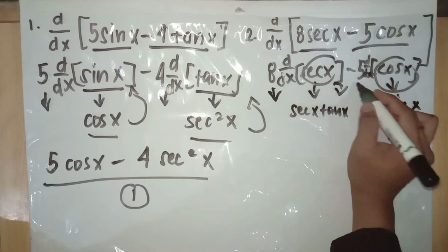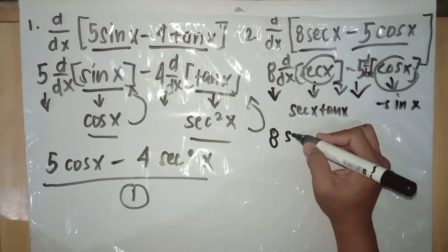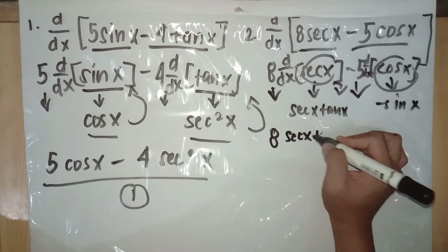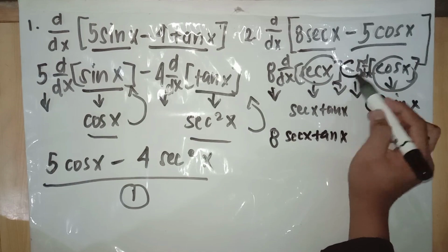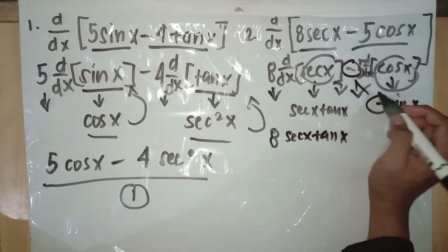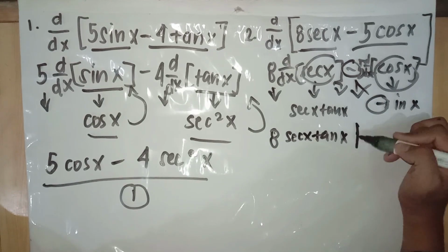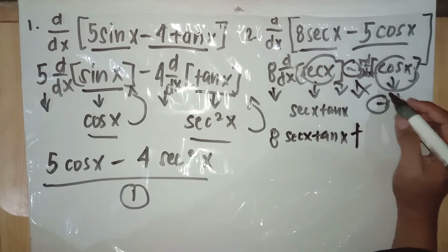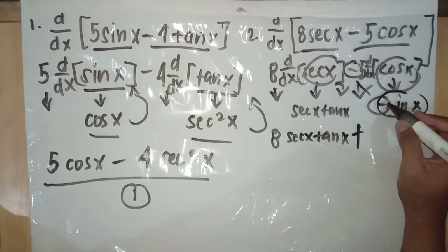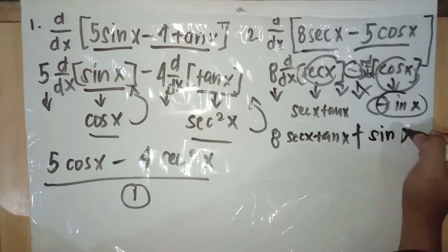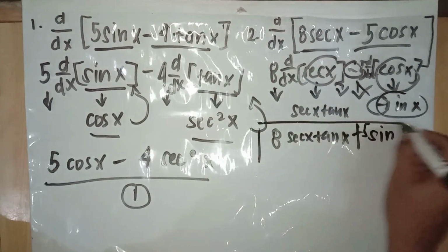After that, we bring down the two whole numbers, which are 8 and 5. We get 8 secant x tangent x. Based on the rule of mathematics, when two negatives are multiplied by each other, the result becomes positive. So we bring down the negative cosecant x cotangent x, which becomes positive, and 5. So that's the final answer.